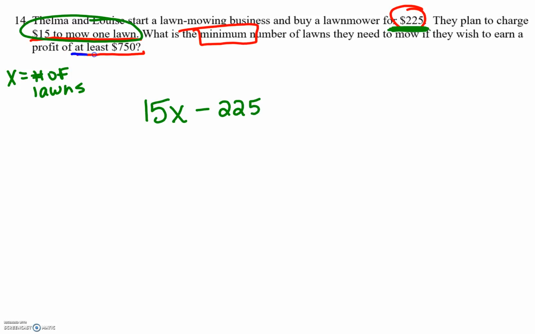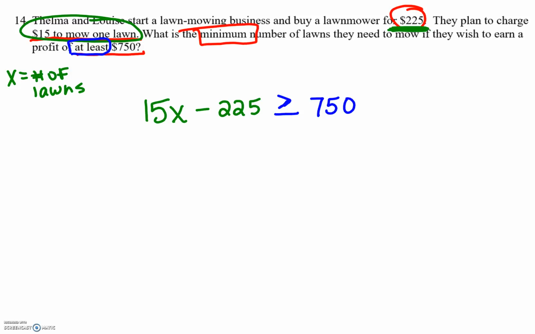So let's look at this part where it says at least $750. So I'm just going to put my $750 to the right of that. And at least means we want to make $750 or more. So that means we want this expression to be greater than the 750. Remember, at least means the greater than or equal to symbol.